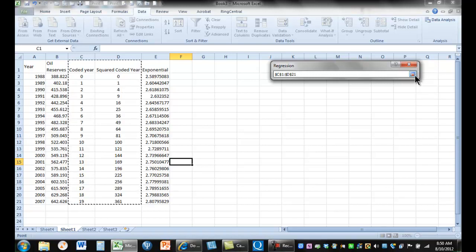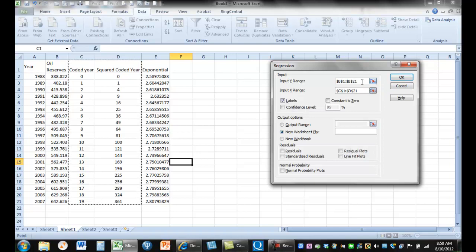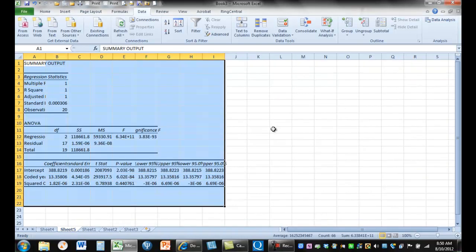This is where mostly people have a problem with the quadratic: they don't have their variables next to each other, so it's hard to grab them. But they have to be next to each other in Excel. So you can say go from C1 down to D21, and then Excel knows that you're using two variables. It'll consider this the first variable and this the second variable. Our Y criterion is still B. So we'll go like this.